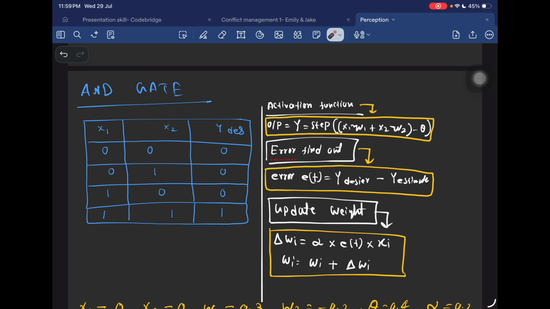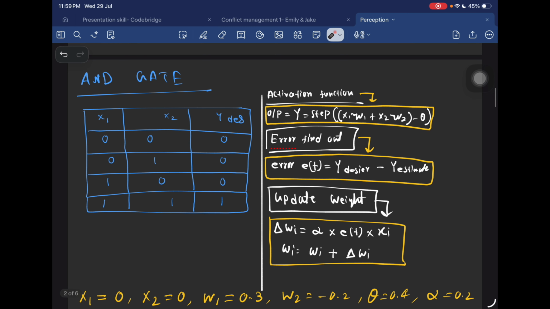Here we write the formulas. Activation function y equals step of the first feature times its corresponding weight, plus the second feature times its corresponding weight, minus theta. This is called the activation function. How to find the error? Error et equals the desired output y minus the estimate output. This output is what gives us the updated weight.